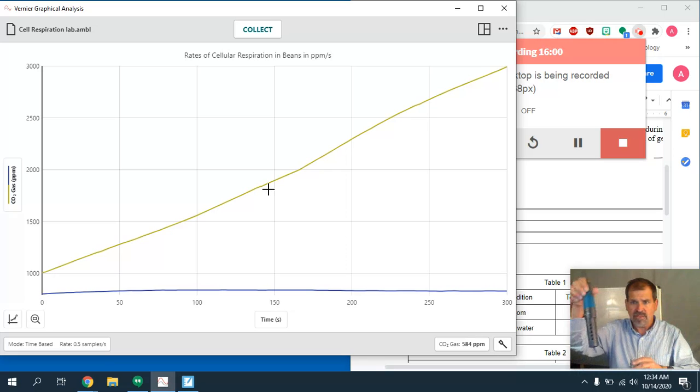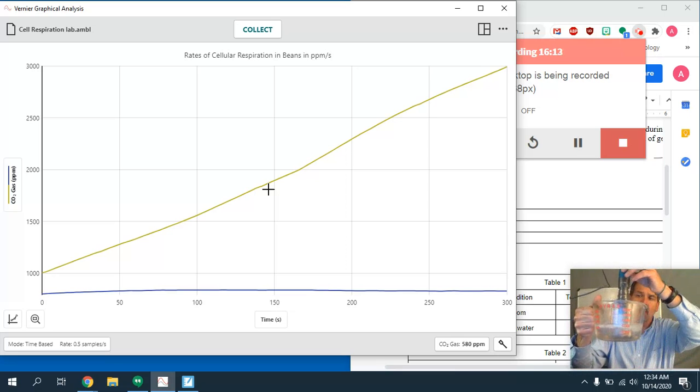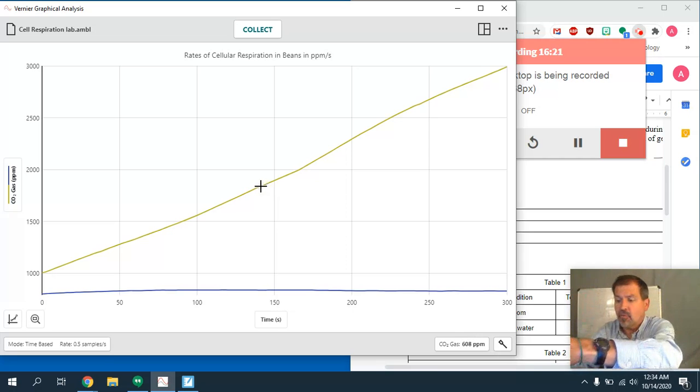We're going to reset the sensor down to a good number. We're going to put this in here and let it start collecting data again. Only now we're going to make sure that this stays on ice. So now we're going to germinate these beans, and we're going to record the CO2 production of these beans for 5 minutes as they sit on ice.